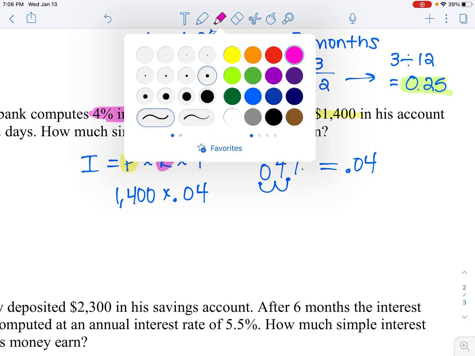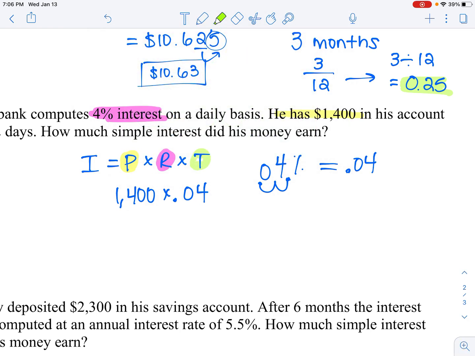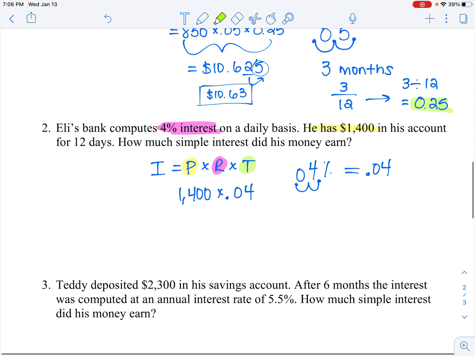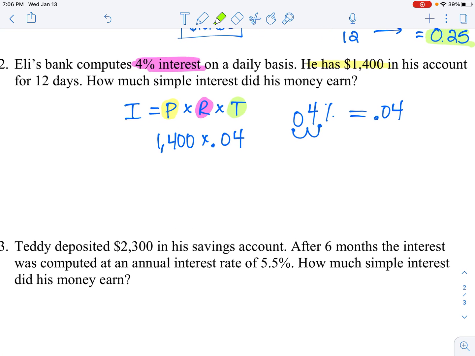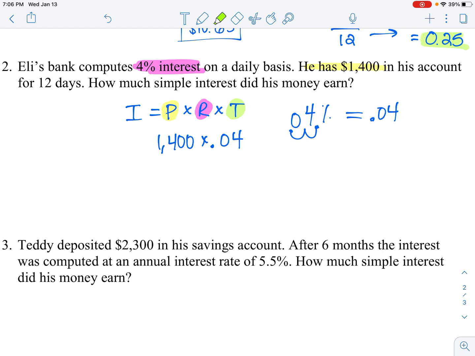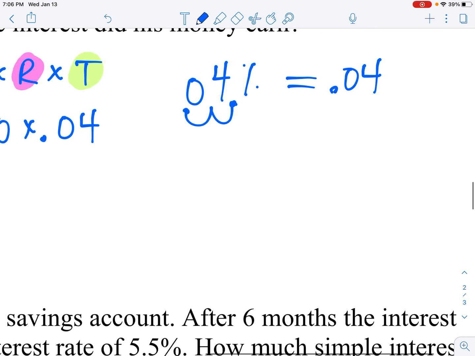Last but not least, time. Let's go to green. T for time. Now be careful here. We're looking for either months or days. Do you see any months here or do we see days here? I see daily basis for 12 days. So we are talking about days here. Okay, but be careful. We can't just put 12, remember? We got to turn it into a fraction first. What should my denominator be if it's daily? 365.